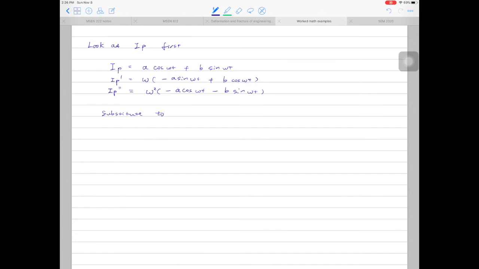Substitute IP prime and IP double prime into the equation we had before. You will have cos and sine terms. Let's write them out.